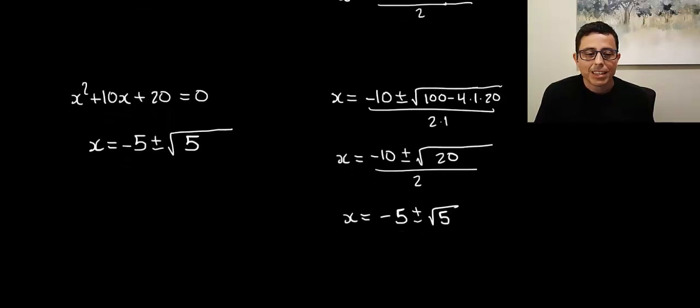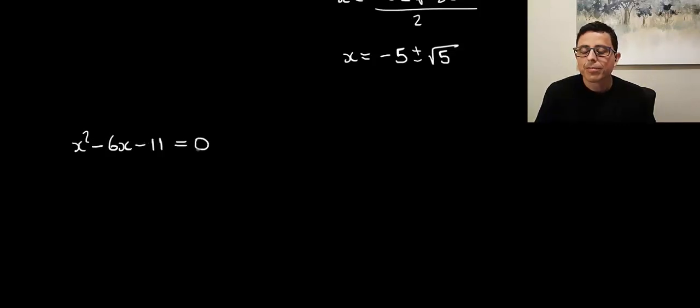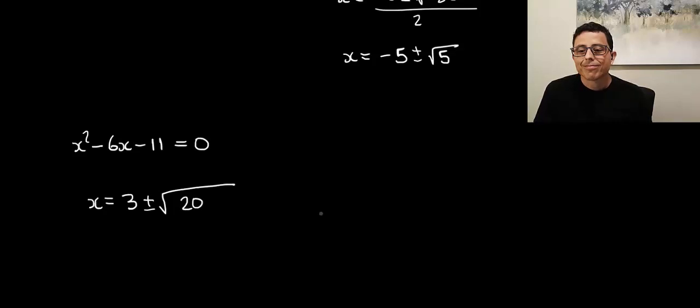All right, here's another one. And this is x squared minus 6x minus 11 equals 0. All right, so what is the solution here? And remember, I haven't tried this particular example before, so I can look and I can see right away that this is going to be 3 plus or minus square root of 20. And that's a solution. Yeah, so you can simplify the 20 here as 4 times 5, right?